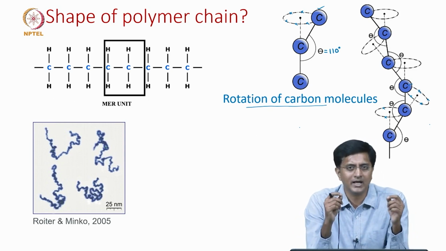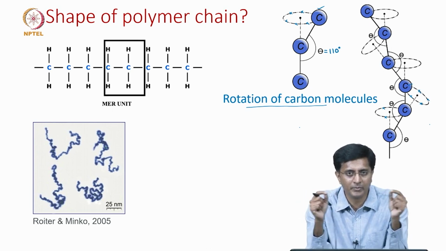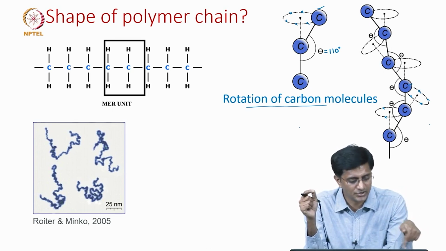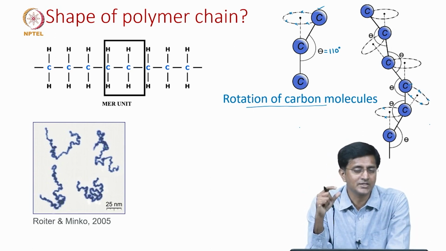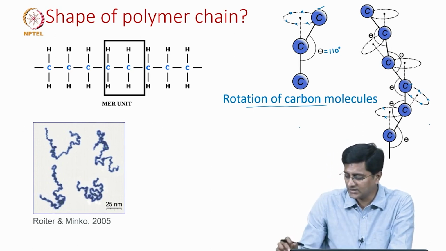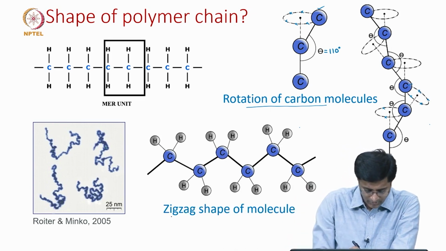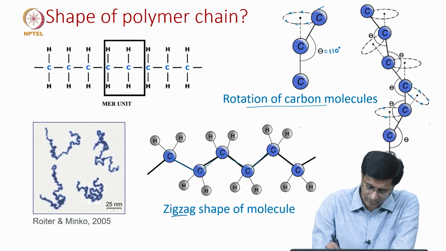But now let us ask a question: if we hold two ends of this polymer chain and pull them apart or stretch them, what shape does it take? Does it take a straight line as shown in the top left figure here? The answer is no. What it takes is a zigzag shape as shown here. It is a zigzag shape because these carbon atoms go up, down in this fashion.